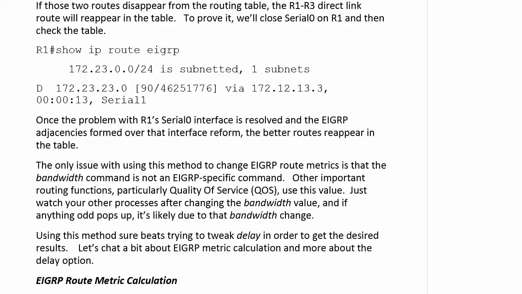I will also say that this beats the living heck out of trying to change the delay value to get what you want. We're going to talk on the beginning of the next video about EIGRP metric calculation, exactly which one of those 5 values we discussed are used by default. We know that, that's bandwidth and delay, but we need to know whether the other ones can be used or whether they are used. We'll cover that, and we'll talk a little bit about the delay value on the next video.